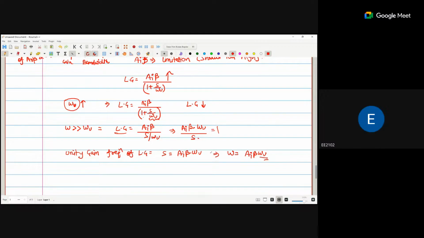If omega u is higher or lower, on that basis you can define whether the system stability is better or worse.